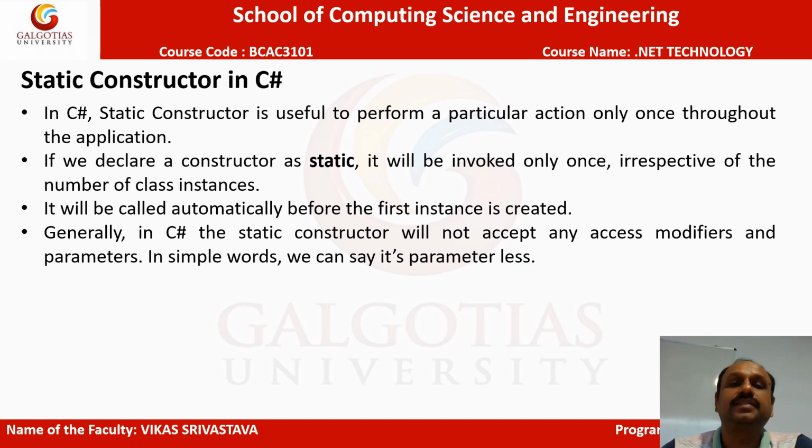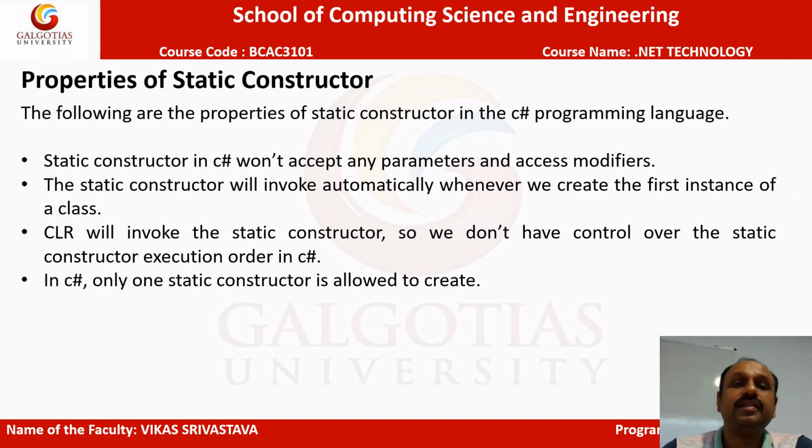Another one is the static constructor. That is basically used to hold values or perform some action throughout the application, and it can be invoked only once with respect to the class's instance. It will be called automatically because it is static. But it does not accept any kind of access modifiers or parameters. So it is a parameterless constructor in C#. These are some properties of the static constructor.